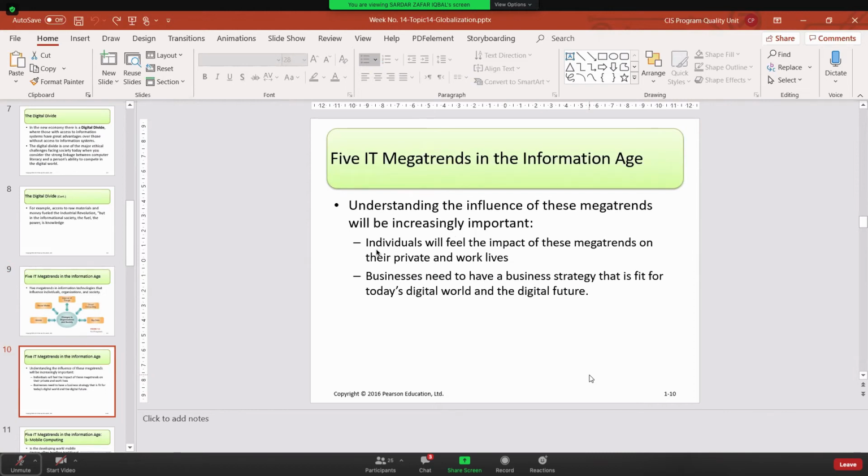Understanding the influence of these mega trends will be increasingly important. Individuals will feel the impact of these mega trends on their private and work lives. Private lives, I have many accounts. I'm using Instagram, Facebook, the other social media apps. We have TikTok. We have Bigo Live.